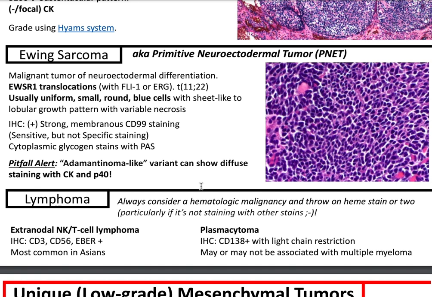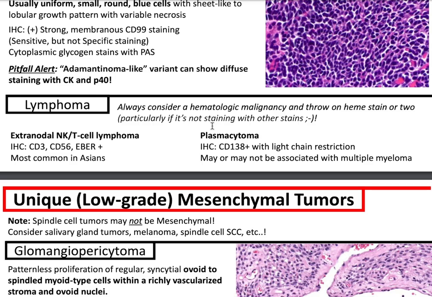Lymphoma. Always consider a hematologic malignancy and throw on a heme stain or two, particularly if it's not staining with other stains. Part of your small round blue cell differential is lymphoma. You can have extranodal NK/T cell lymphoma, where it'll be CD3, CD56, EBER positive, and most common in Asians, and plasmacytoma. By IHC, it'll be CD138 positive with light chain restriction. Remember, CD138 in itself is not specific enough for plasmacytoma because it can stain epithelial cells such as metastatic carcinoma. So you need that light chain restriction as well. And it may or may not be associated with multiple myeloma.